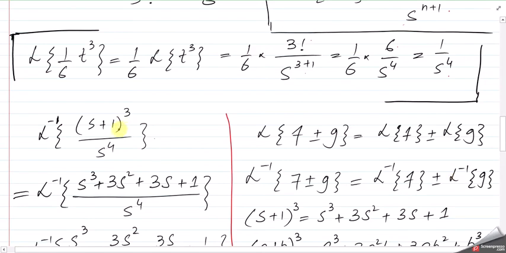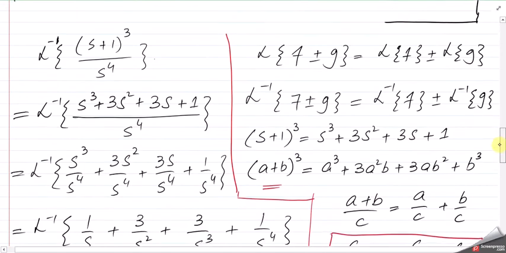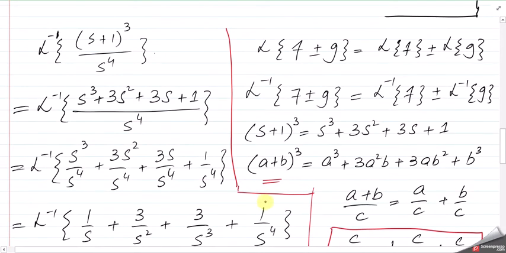But the problem with this question is a cube outside. Laplace inverse cannot go inside the cube. We have to expand the cube first, then we can take the inverse inside, maybe. But there may be one more step actually. So let's expand the cube. So s plus 1 cube, using this formula, a plus b cube equals a cube plus 3a square b plus 3ab square plus b cube. Put the values of a and b, s and 1. We get this thing. So that is our s plus 1 cube.